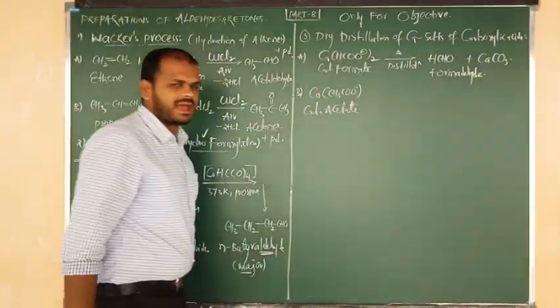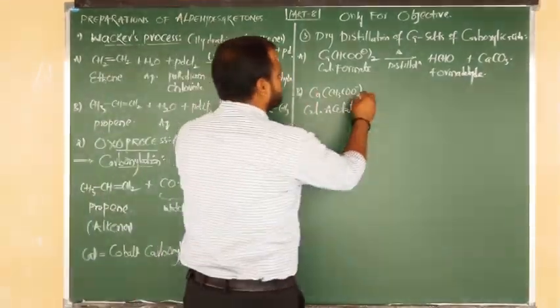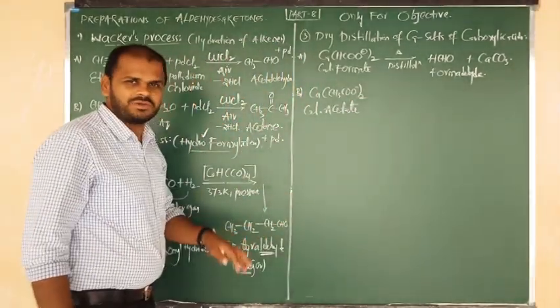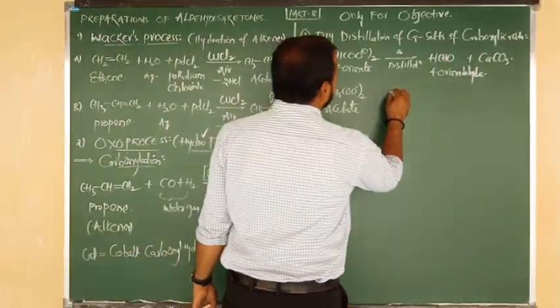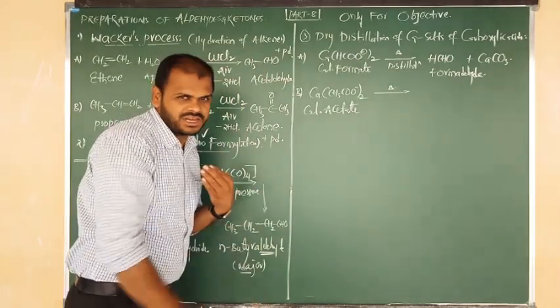Calcium salt of acetic acid, otherwise we can say calcium acetate. But calcium has charge +2, here also we have taken twice. Okay, good beta. So calcium acetate upon heating undergoes the process of dry distillation.